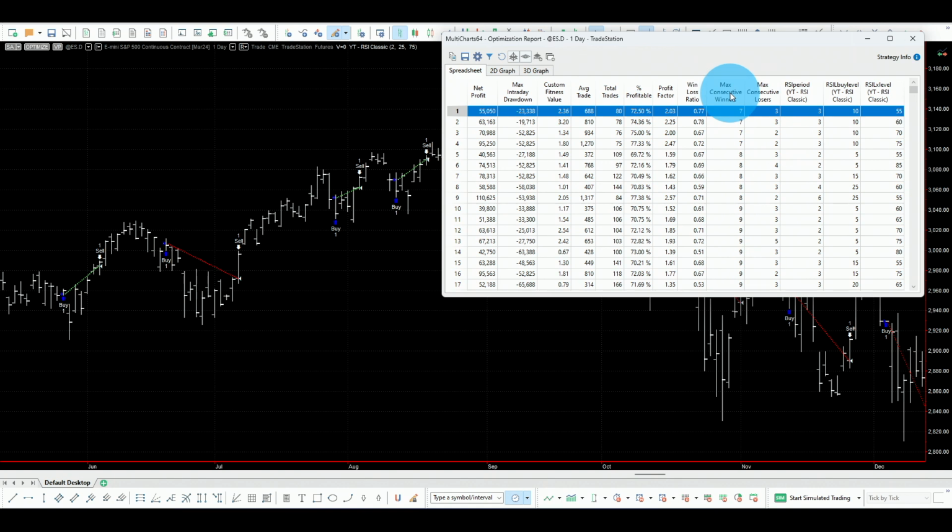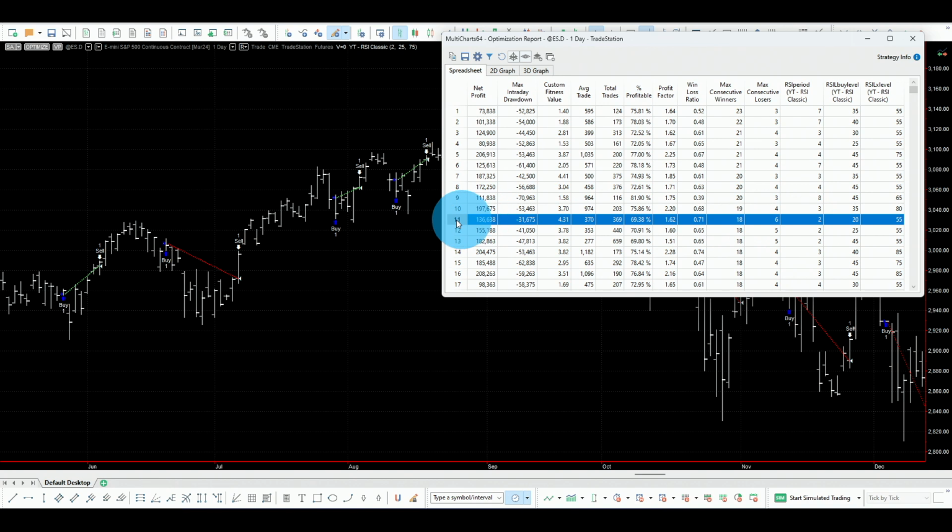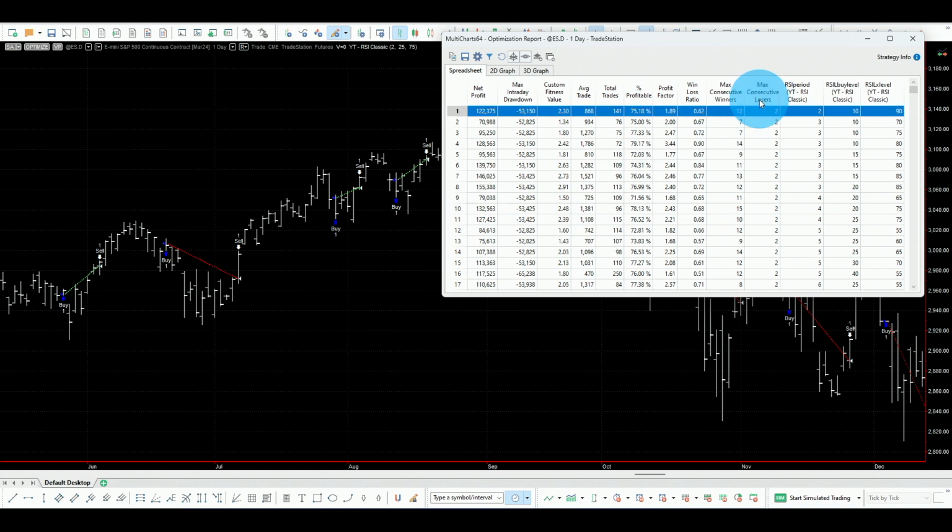And if I go by maximum consecutive winners, again, longer periods are better, although here we see number 2 at number 11. And the lowest maximum consecutive losers is 2 and 3. First of all, 30% of my optimizations are producing profitable results.